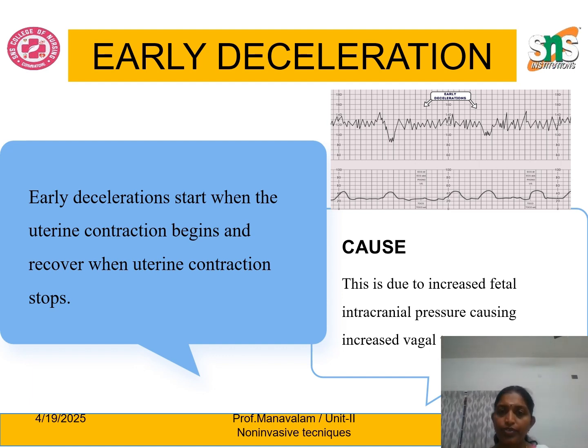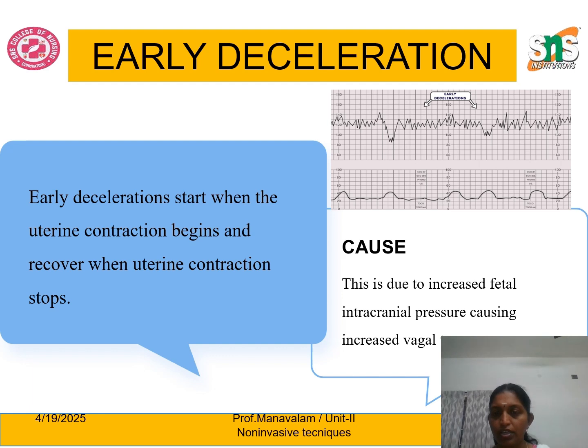The cause of early deceleration is that the head gets compressed between the pelvic bones. Whenever the fetus is in labor and descending, it automatically undergoes great pressure. Because of this pressure, there is increased fetal intracranial pressure, which causes increased vagal tone, leading to changes in the fetal heart rate.